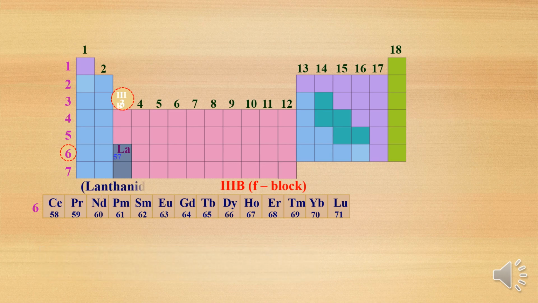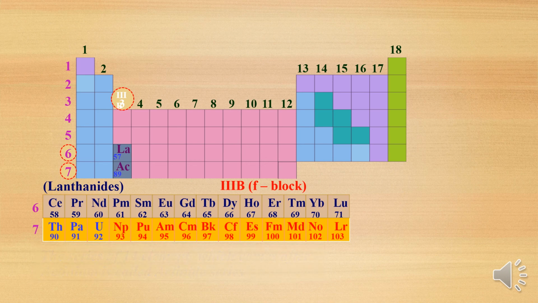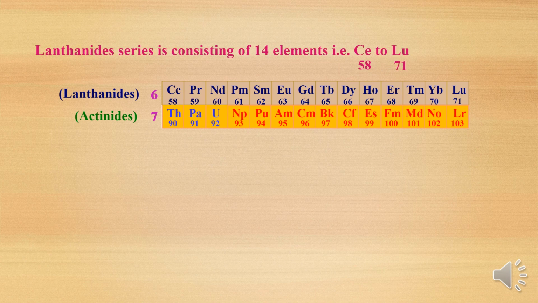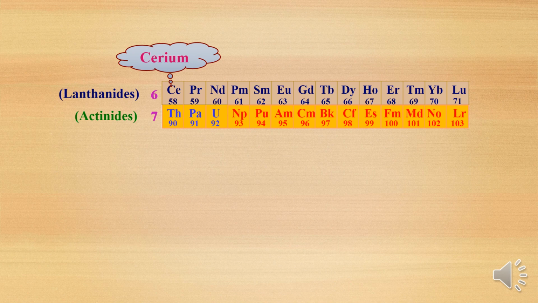Same way, after actinium, the 14 elements are present. Those elements we will call actinides, or the actinide series. Now we will focus on lanthanides and actinides. The lanthanide series consists of 14 elements, atomic number 58 to 71, cerium to lutetium. Now we will go one by one through the names of the lanthanide series elements, that is the F block elements.